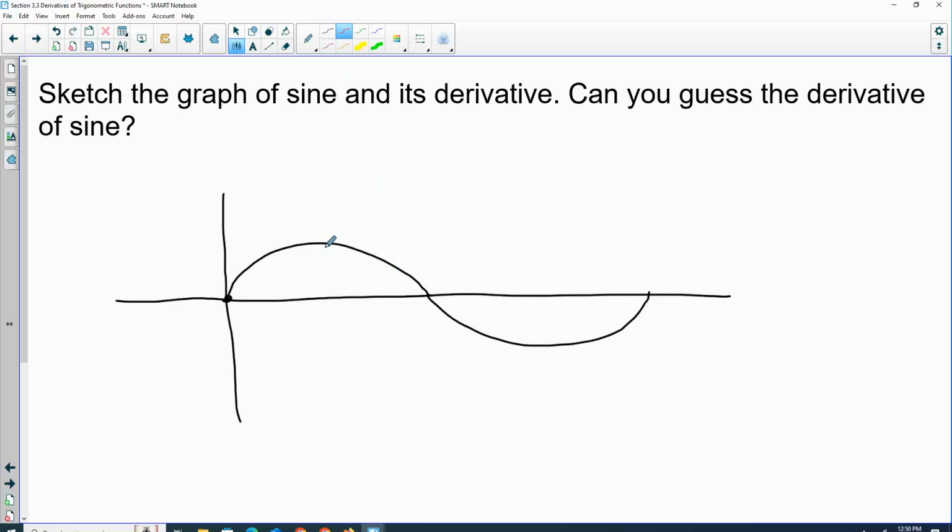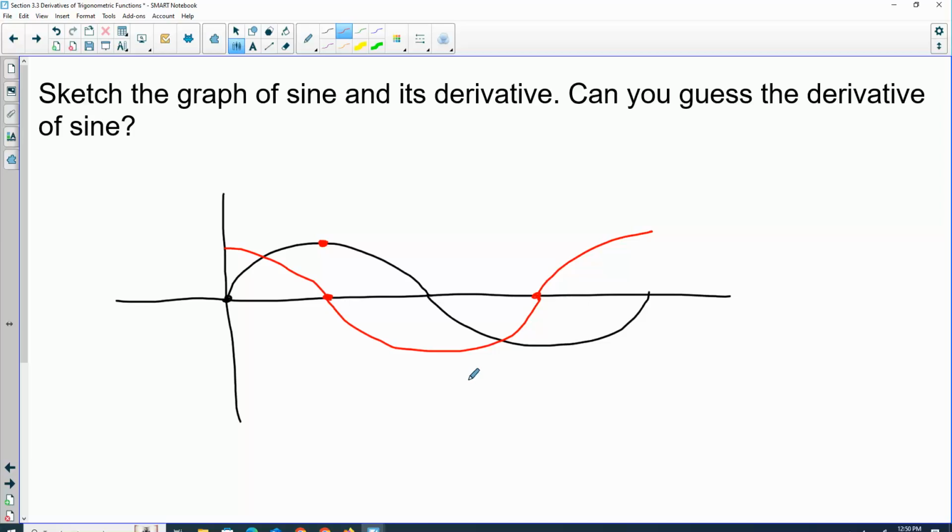Okay, so if I were doing the derivative, anywhere it had a high point, what would your derivative be? 0. Anywhere it had a low point, the derivative would be 0. This section was increasing, which tells me the derivative was above the axis. This section's decreasing, so it's below the axis. This section's increasing, so it is above. Does that graph look familiar? Is it cosine? It is. So we think the derivative of sine might be cosine from the graph.